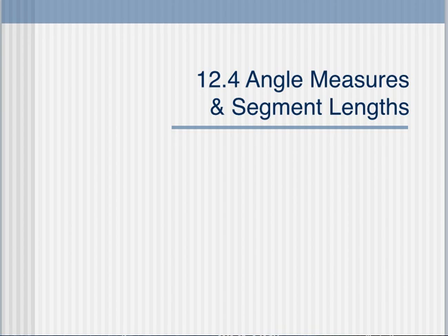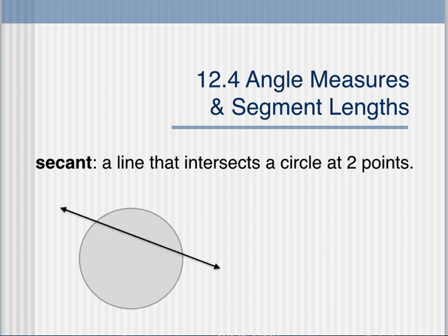Today's lesson is about calculating angle measures and segment lengths inside circles. First off, we need to talk about what a secant is. A secant is a line that intersects a circle at 2 points. So go ahead and copy down the definition in your notes and add a quick picture of a secant.